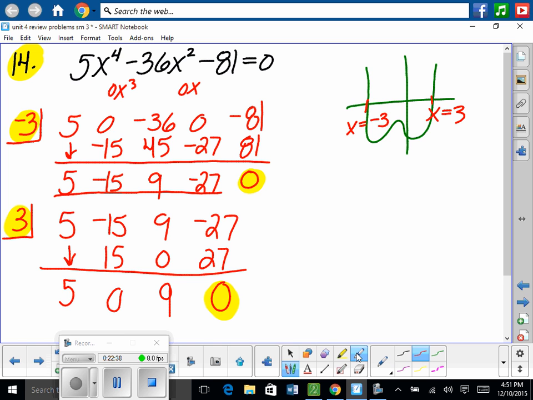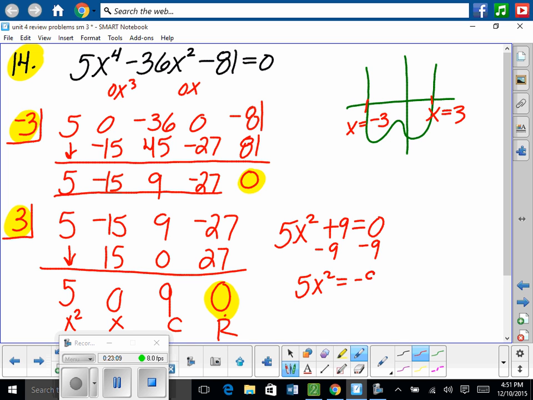So if this is our remainder, then this is our constant, this is our x, this is our x squared. So we have 5x squared plus 9 is equal to 0. Now we could use the quadratic formula to keep solving, or we could just simply, because we're missing our middle value bx, solve for x. Subtract 9, 5x squared equal to negative 9, divide both sides by 5. So we have x squared equal to negative 9 fifths.